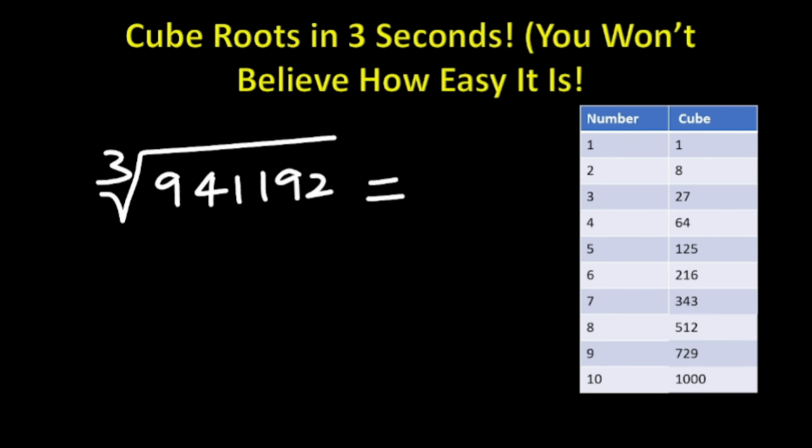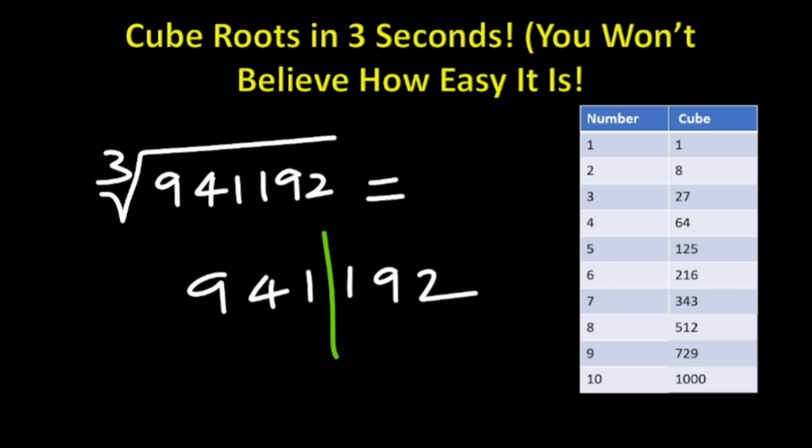Cube root of the number 941192. We write 941192, and we draw the line like this. So 192, as it ends in 2, its cube root ends in 8. That's going to be 8 here.